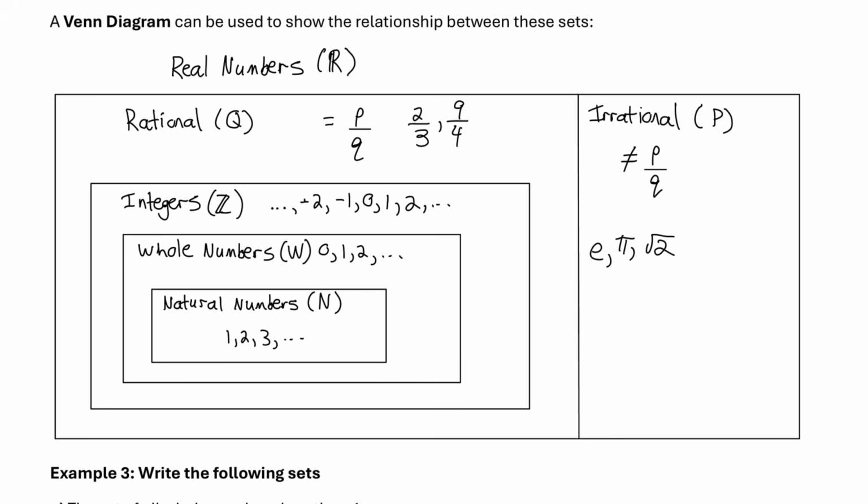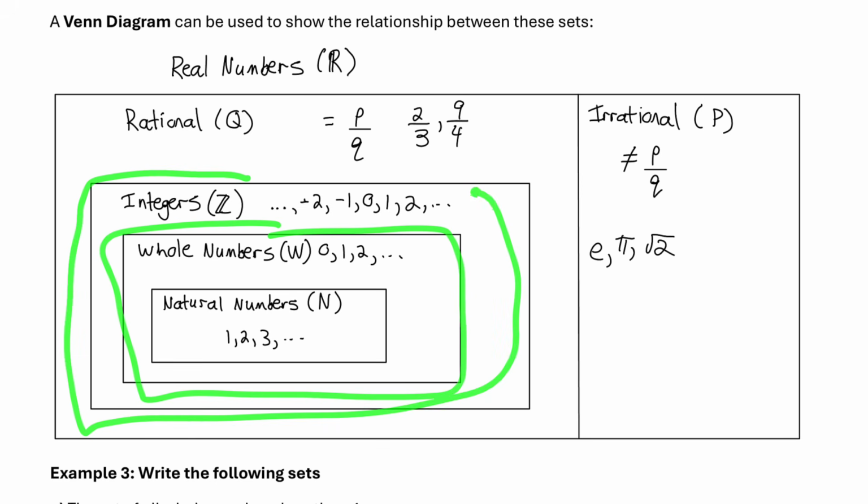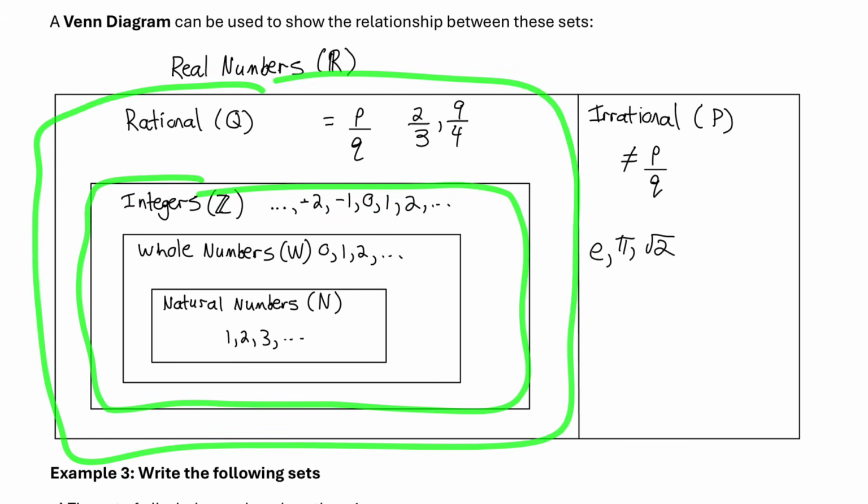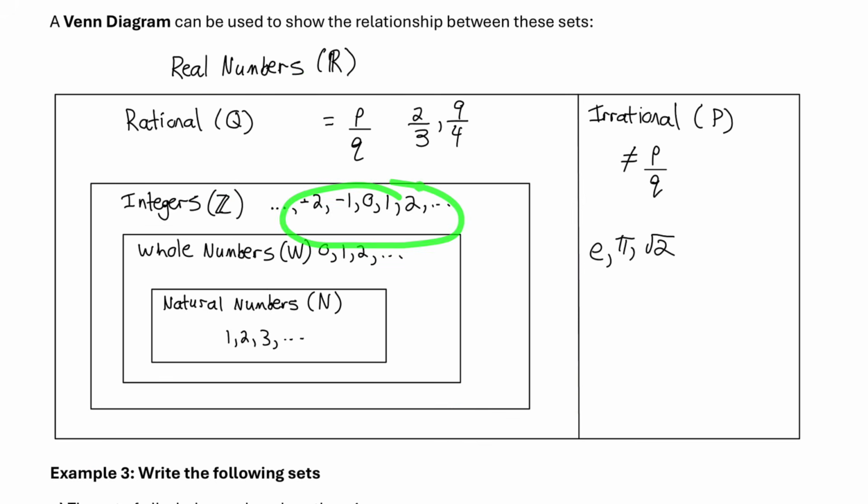And to summarize how all these sets fit together, notice natural numbers are a subset of whole numbers. And the reason why is because all of the natural numbers are within the set of whole numbers. And then the set of whole numbers is a subset of the set of integers. And that's because all of the whole numbers can be found within the set of integers. And then integers are a subset of rational numbers, because every integer could be found within the set of rational numbers.